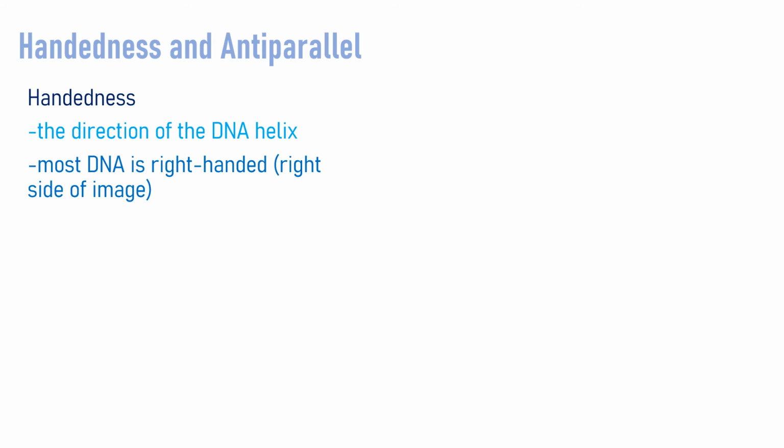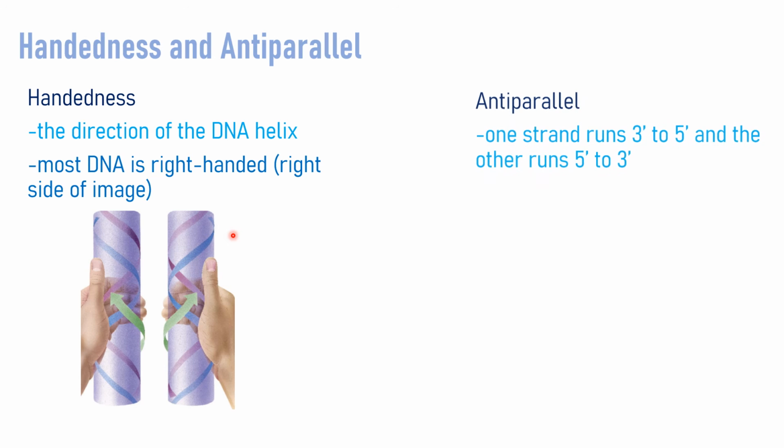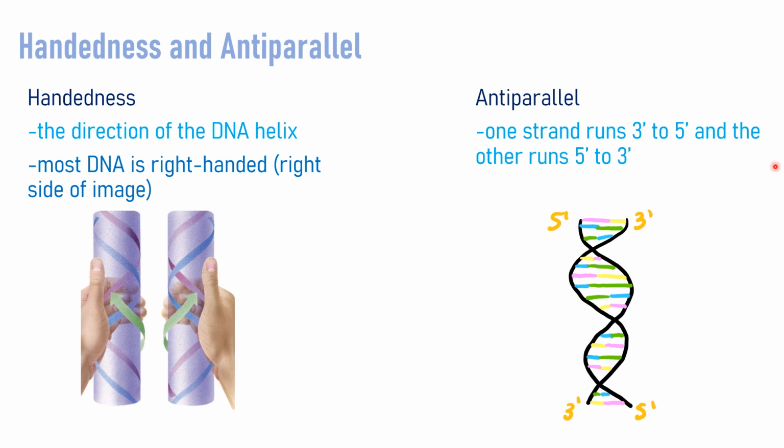We also use the terms handedness and antiparallel to describe DNA. Handedness is the direction that the DNA helix coils. Most DNA is right-handed, meaning it coils up and to the right. Antiparallel means that one strand of DNA runs from the 3' to the 5' end, and the other strand runs from the 5' to the 3' end.